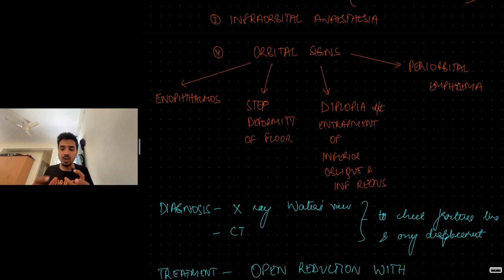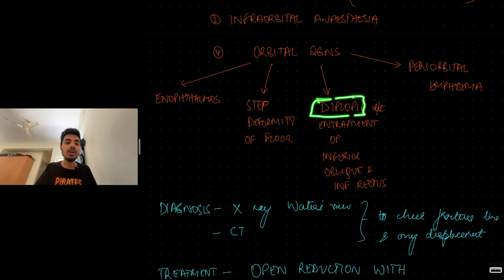That will cause entrapment. It puts pressure on the extraocular muscles, mainly the inferior oblique and the inferior rectus. Why? Because it is at the floor of the orbit, right? So because of that, what happens? It restricts the extraocular movement only on one side. This will lead to double vision, diplopia.